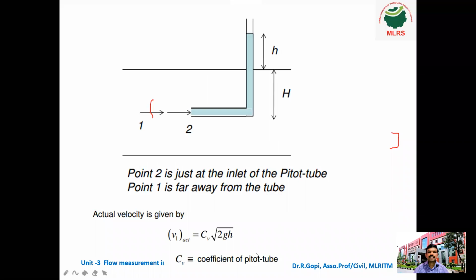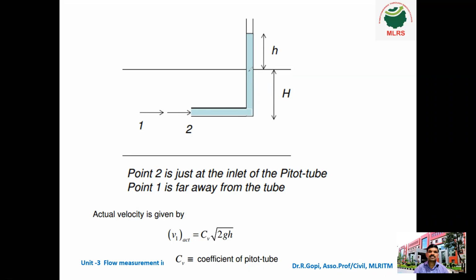Now you can see here in this picture, a simple pitot tube. It is a right angled glass tube attached in the pipe. Point 2 is just at the inlet of the pitot tube, and point 1 is far away from the pitot tube. Due to the pressure in the pipe and the velocity of the flow, the head will increase in the pitot tube.